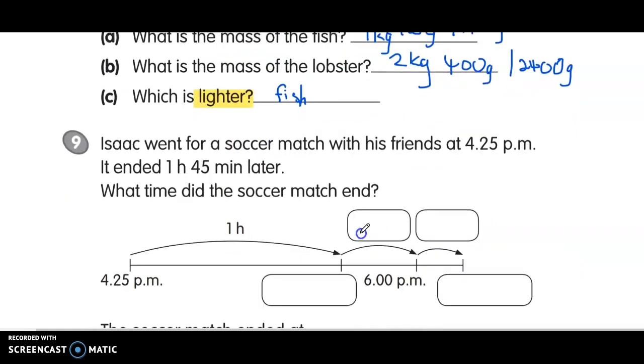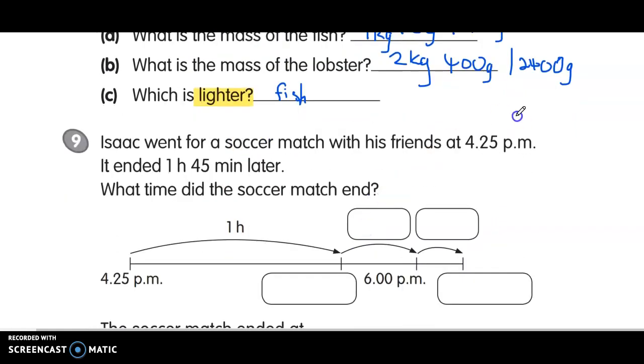Isaac went for a soccer match with his friends at 4:25 p.m. It ended 1 hour and 45 minutes later. What time did the soccer match end? We have learned this for the topic time, right? The start time, ST, is 4:25. What does 1 hour and 45 minutes later tell us? This is the duration, how long it lasts. What they want to ask is when the soccer match ends. So we need to find the end time.